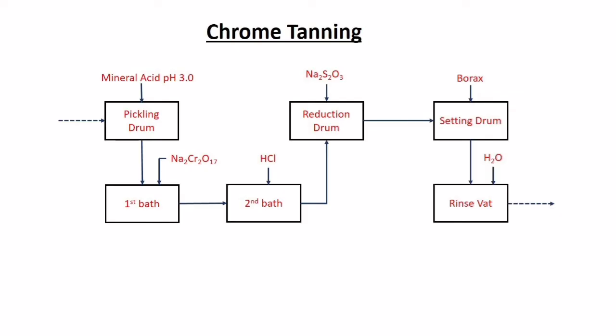The chrome tanning process is somewhat different from the tanning process as indicated in the diagram shown. The prepared skins are pickled in a bath of salt and sulfuric acid. The pickled hides are soaked with a solution of sodium dichromate. The dichromate-saturated skins are treated with sodium thiosulfate in the reduction drum.